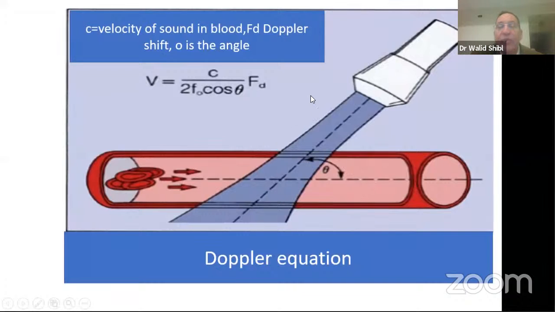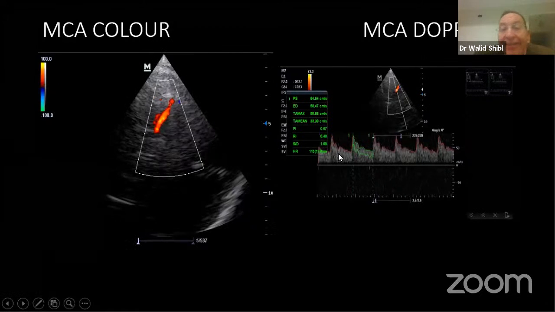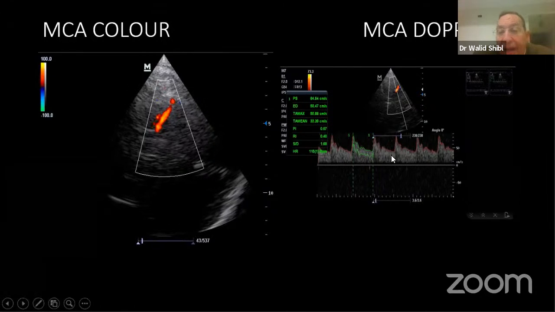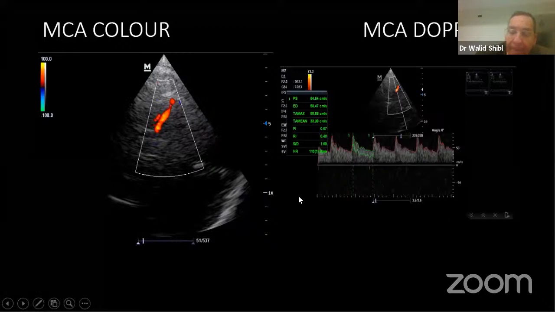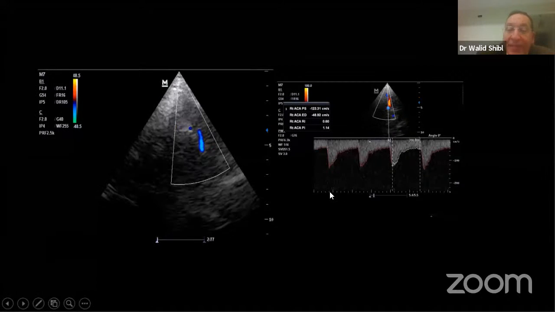But if you don't remember this formula, which is the Doppler equation to measure the velocity of blood flow, you need to know the imaging rule of Doppler, which says any blood flow towards my probe here in the temporal area will appear in red, and in spectral Doppler will appear above the baseline. As you see here, this is the systolic velocity and this is the diastolic velocity. And any blood flow away from my probe will appear in blue, and in spectral Doppler will appear below the baseline. This is the imaging rule, and you need to know that as a sonographer.